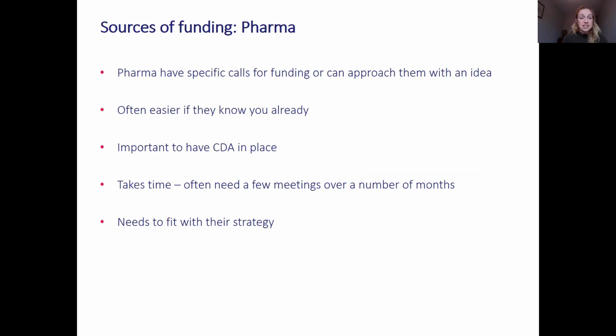So I thought I'd just then move on to sources of funding. Pharma usually have specific calls for funding, and it's quite hard sometimes to know when those come out, but often the reps are quite good at letting you know if you ask them. And you can actually approach them with an idea as well.